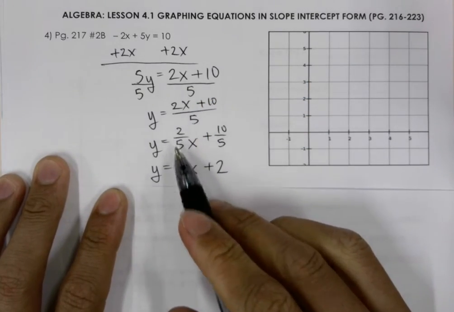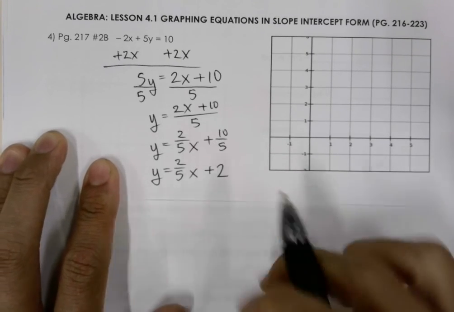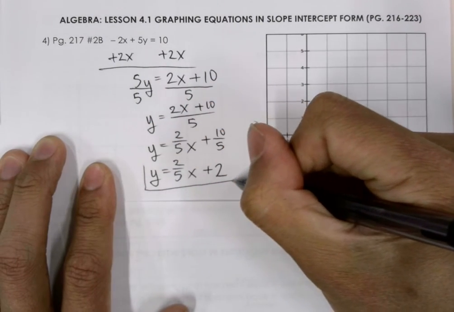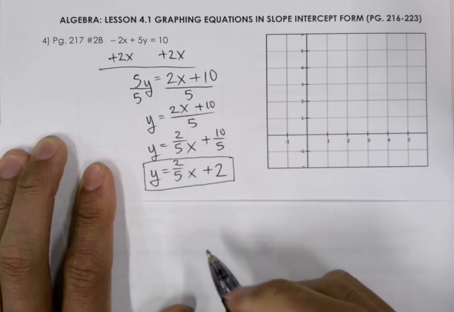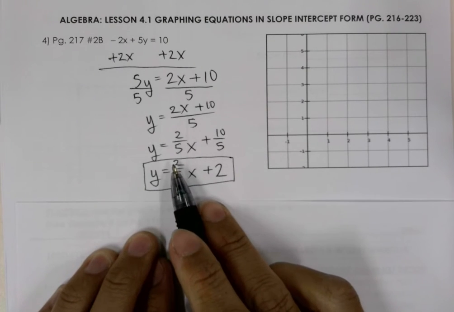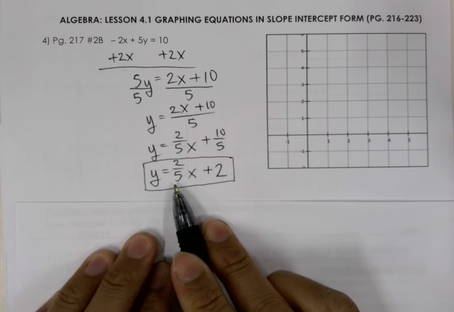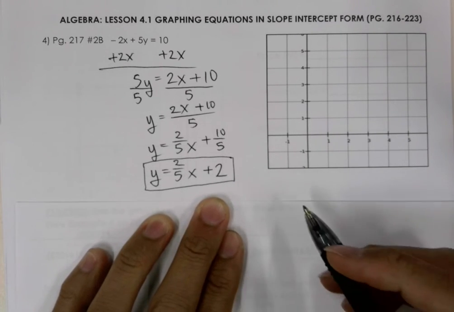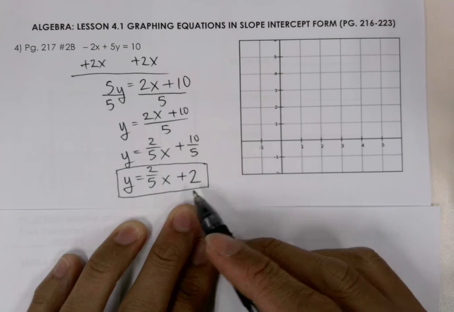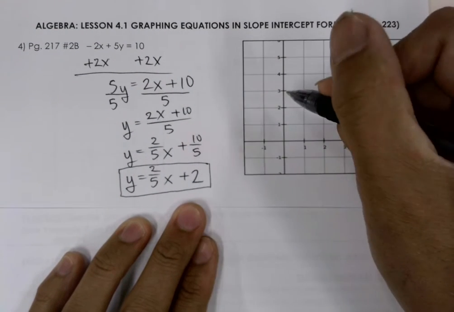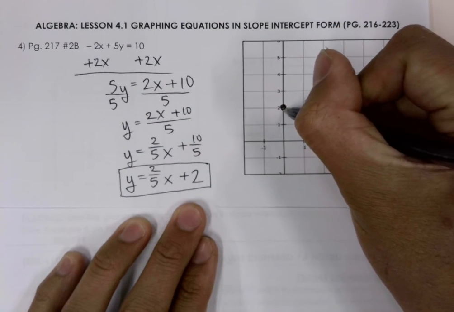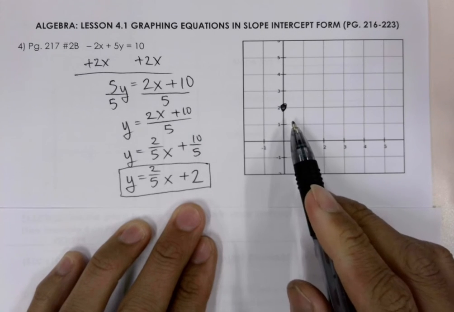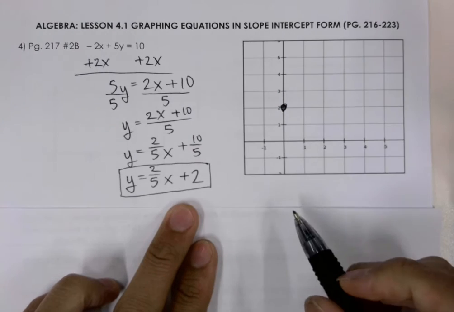So in this case, we are now in slope-intercept form, and I'm going to draw a box around it. Our slope is 2 over 5, and our y-intercept is 2. So to graph it, we can start with our y-intercept of 2. 2 on the y-axis is where the line crosses the y-axis, so I can put a point there.